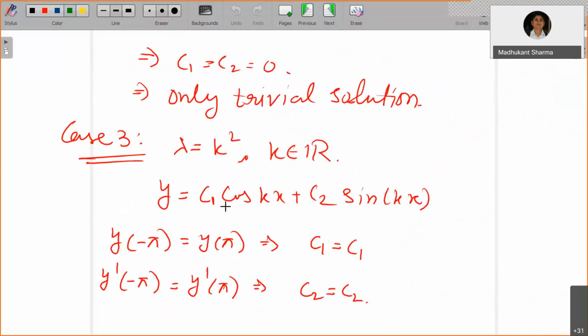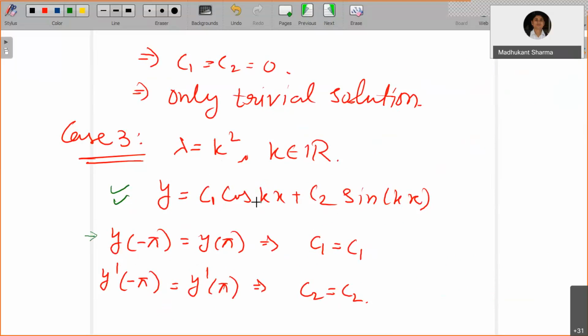Now for lambda equals k², the case lambda greater than 0, you have the general solution of this form: y equals c1 cos kx + c2 sin kx. Now apply the boundary conditions. So y(−π) equals y(π). So you know cos kπ or cos(−kπ).